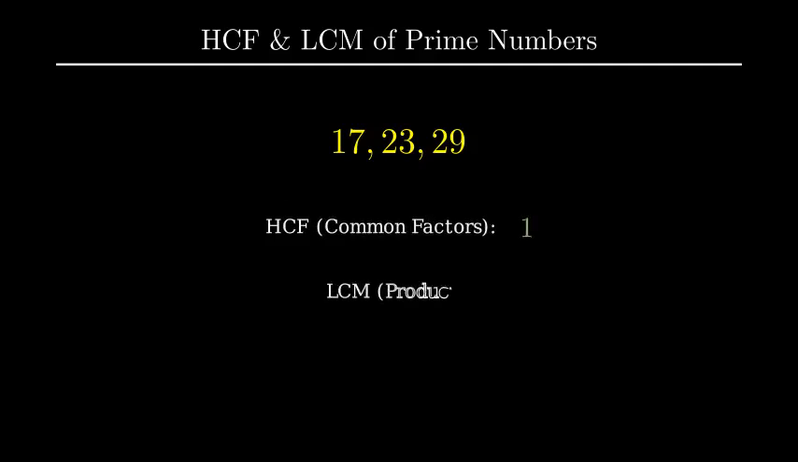For the LCM, since the three primes have no overlap, the LCM is simply their product. LCM equals 17 times 23 times 29. Calculating, 17 times 23 is 391, and 391 times 29 equals 11,339. This illustrates an important fact: for distinct prime numbers, HCF is always 1, and LCM is always their product.